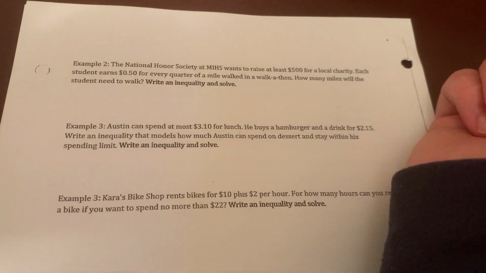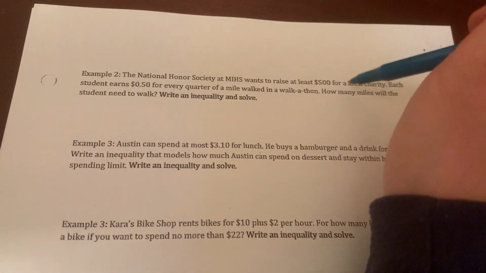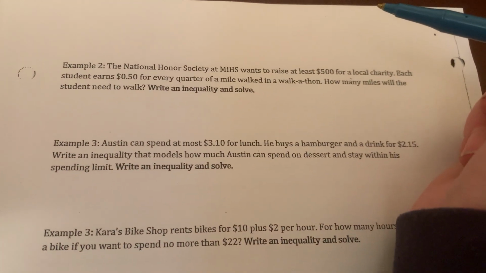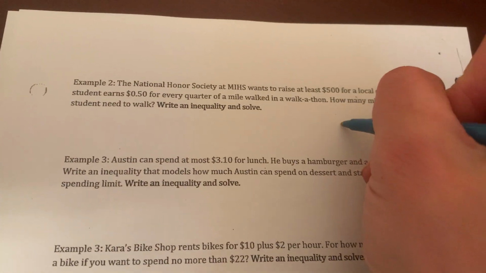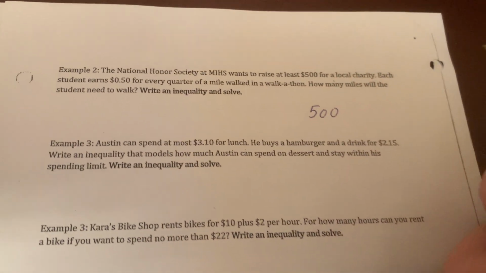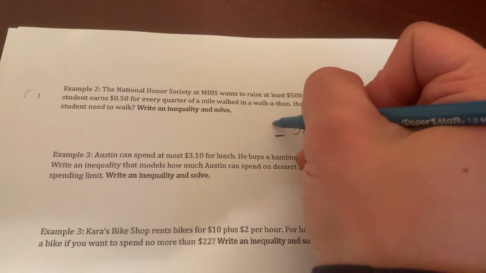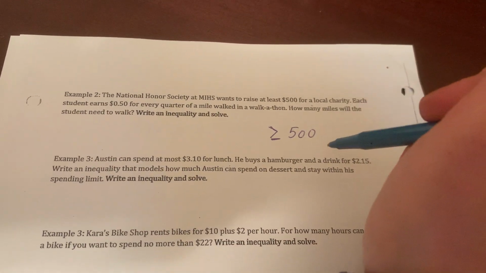Example 2, National Honor Society. We just did this one. Okay, we can do it again. The National Honor Society at MAHS wants to raise at least $500. So $500 is 500, or more, because they want to raise at least that. So we just put our total at the end.